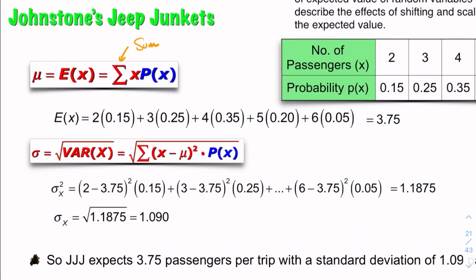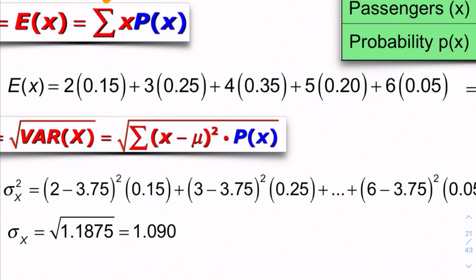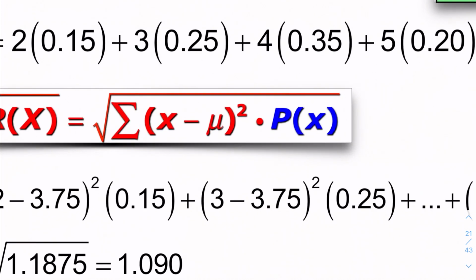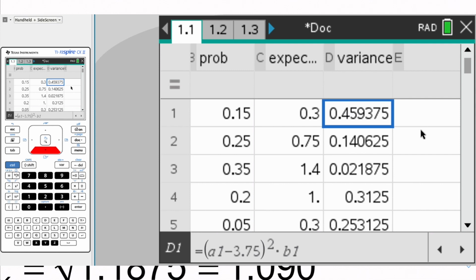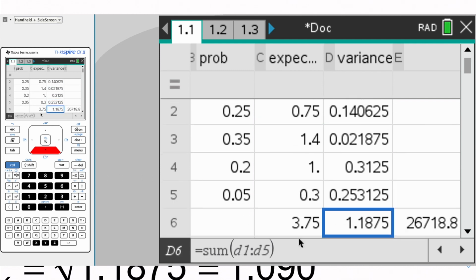Okay, back to the notes. If we're looking to find variance, remember, variance is the square of the standard deviation. Variance is each of the values minus the expected value, or mu, or E of x, squared, times the probability. So once I found my expected value, now I can do 2 minus 3.75, square it, times the probability. Then 3 minus 3.75, square it, times the probability. So in each one of these, if I have another column on my calculator called variance, I'm going to take the first cell minus the expected value, 3.75, squared, times the probability. And then at the end I want to sum up all of those values. So I get the variance to be 1.1875.